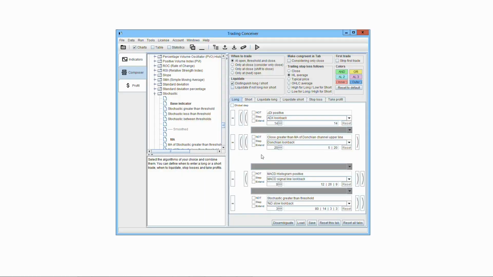If you want to consider a few conditions for opening or closing a trade and are looking for a compromise between staying safe and acting as soon as possible, consider using the at-least-2 operator.